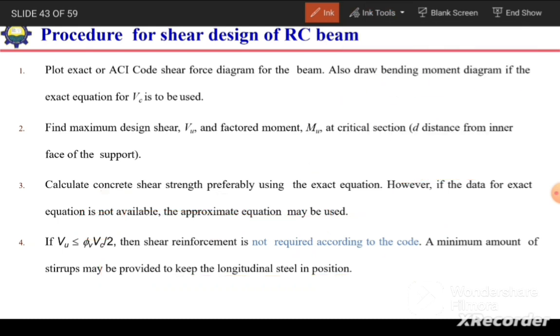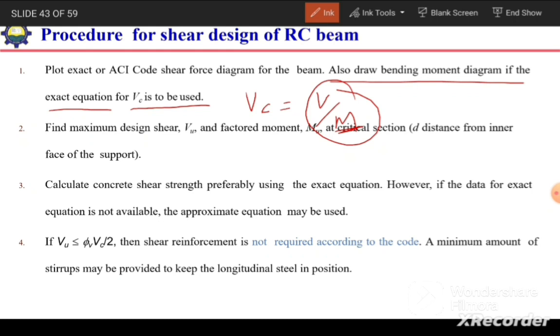Also draw the bending moment diagram if the exact equation for Vc is to be used. If we use the exact equation for Vc to calculate the shear resistance of concrete, in that case we also need V and M. So for that we need to calculate the moment as well at the section for which we are going to calculate the shear reinforcement, or for which we are considering the maximum shear force.